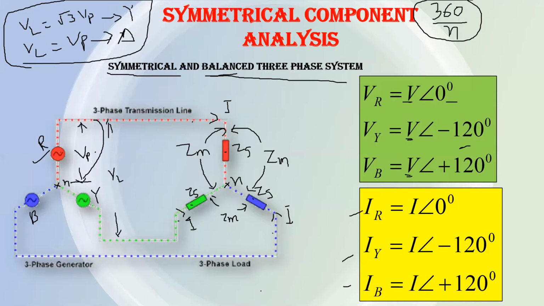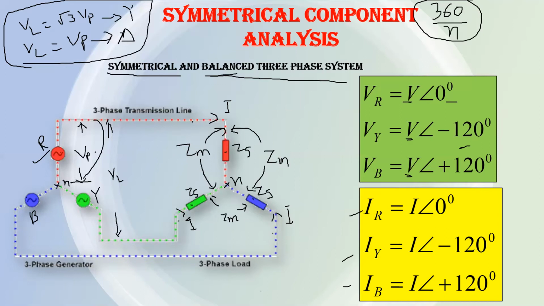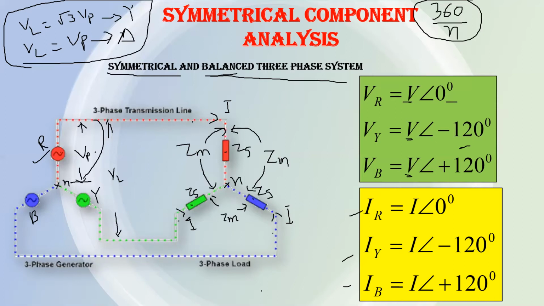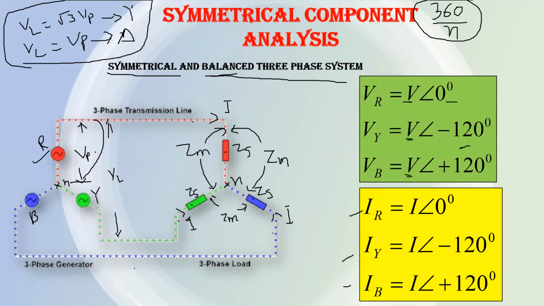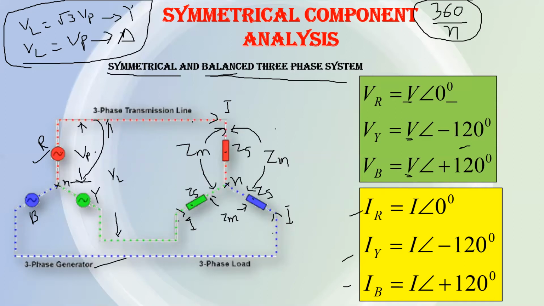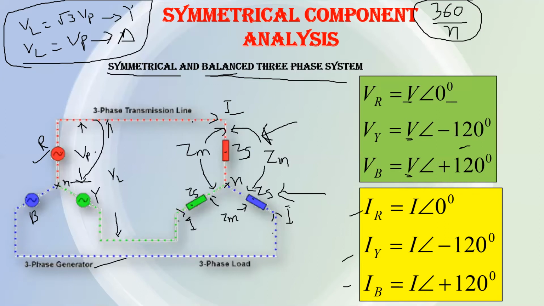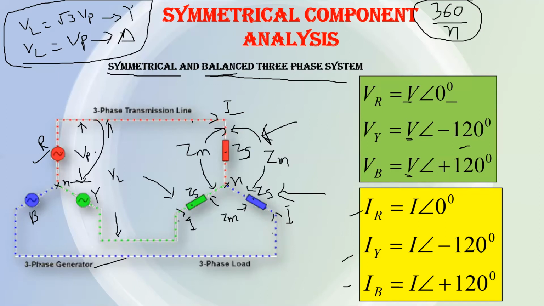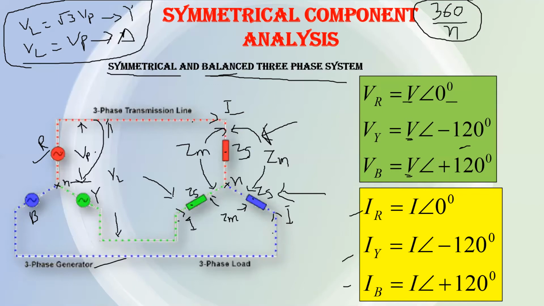So in this way, for a symmetrical and balanced three-phase system, you can analyze the power system on per phase basis, because each phase has similar characteristics. Phase R voltage, current and impedance will be the same as phase Y voltage, current and impedance, and the same as phase B voltage, phase B current, and phase B impedance. So there is no need to analyze all of the phases.